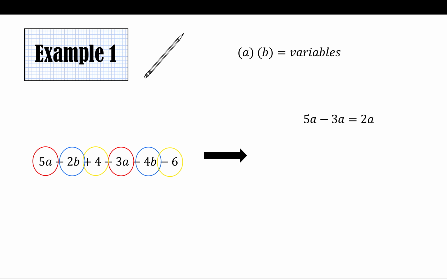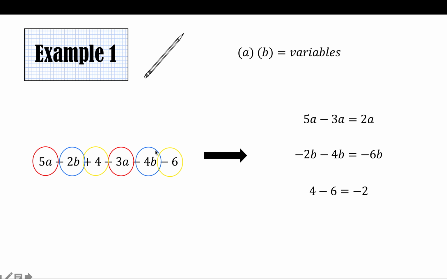First, the like terms in red. 5a minus 3a equals 2a because you subtract 5 and 3 and you put the variable they share. Then we solve for the like terms in blue. Negative 2 minus 4 equals negative 6 because when you have two negative terms, you will add them and the result will be negative. So negative 2b minus 4b equals negative 6b.